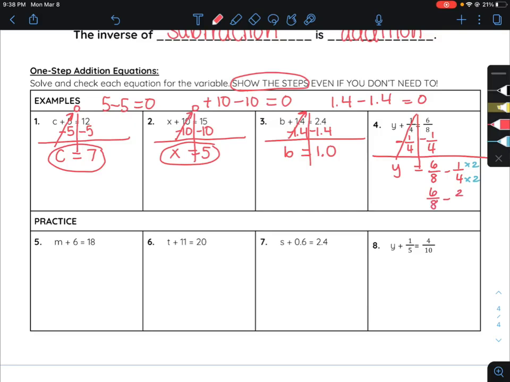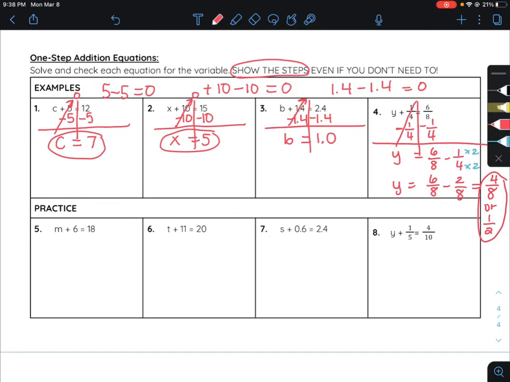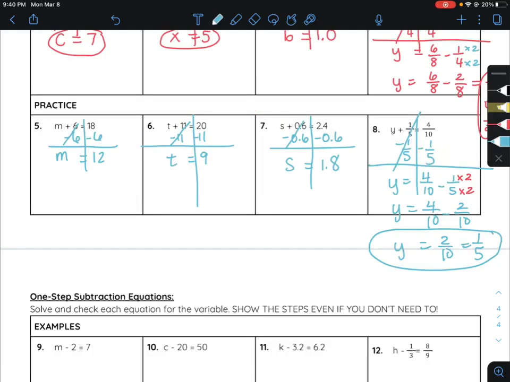6/8 minus 2/8, which is 4/8, or 1/2. All right. And that's it for our one-step addition equations. I am going to put the answers up for the practice, and you can pause here if you'd like to check them out. And here are the answers for 5 through 8, some extra practice.